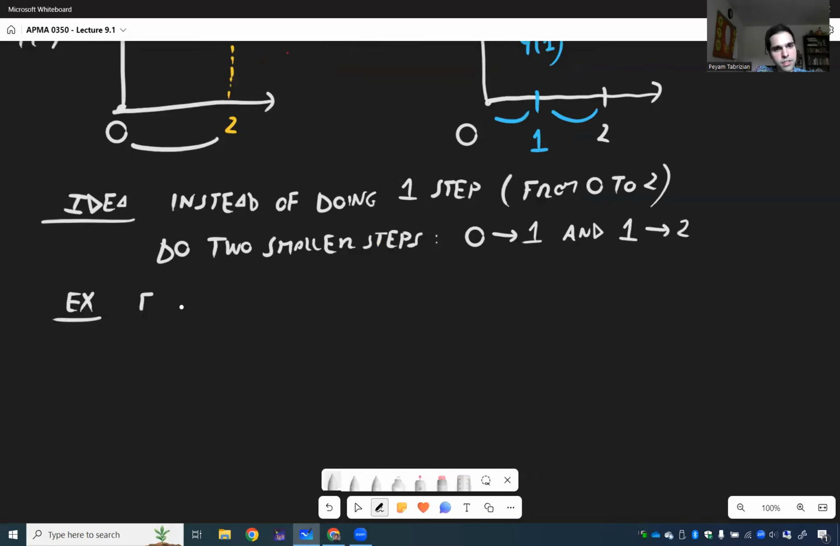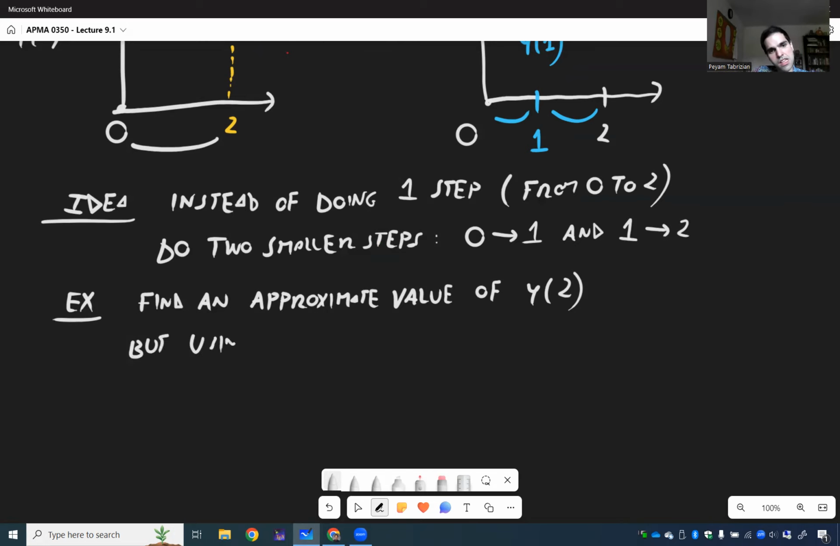Now find an approximate value of y of 2. Again, same ODE, but this time 2 steps.